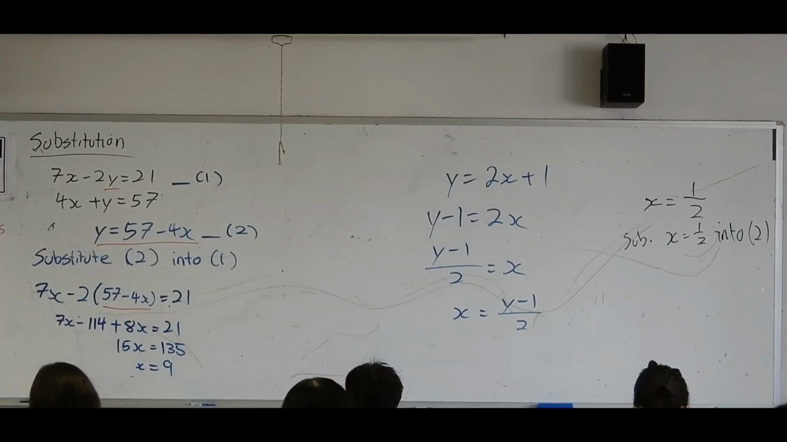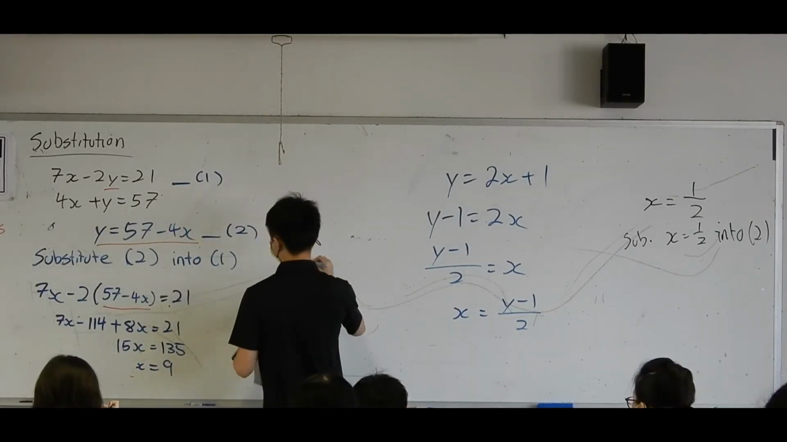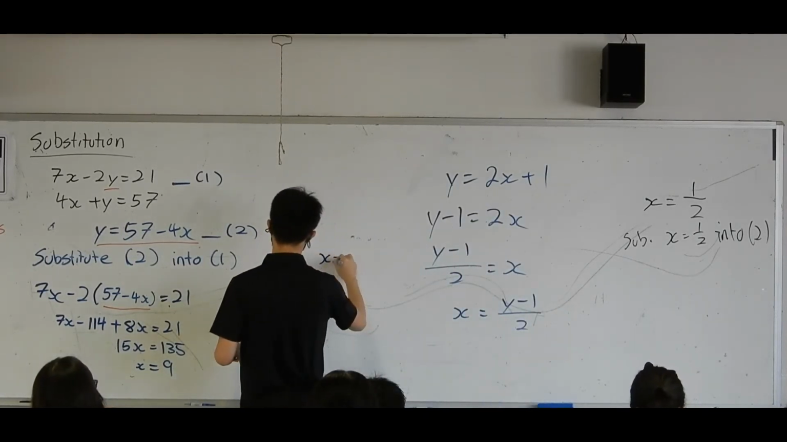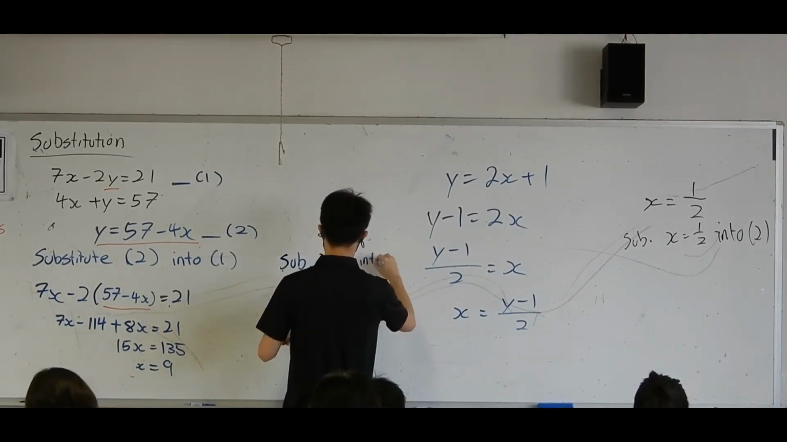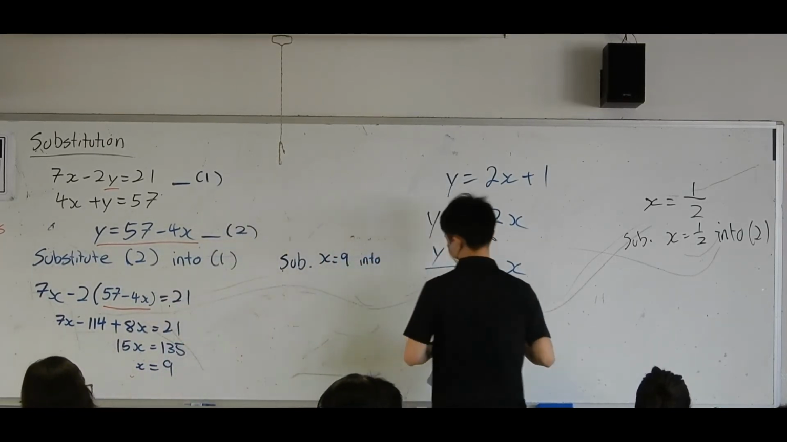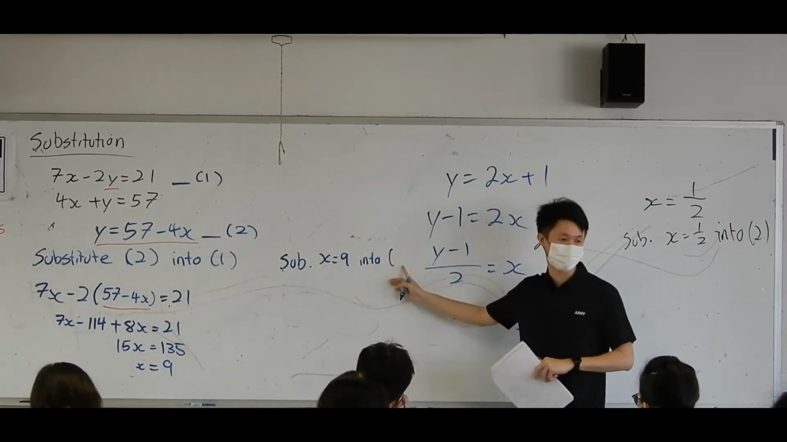Now step 2 is the same as elimination method. All you need to do is sub. Okay, substitute or sub. If you write sub, put a dot. Okay, sub x equals to 9 into which equation should I sub into actually? I will just sub back into 1 lah. I know, 2 or 1. Should I sub into 2 or 1?